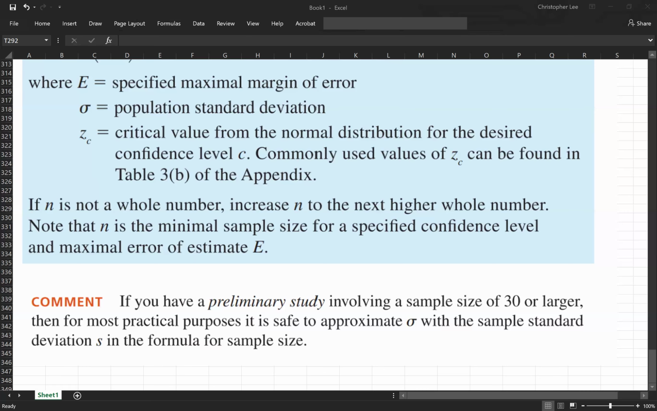Sample standard deviation of 30 or more can be treated as sigma, which is the population standard deviation.